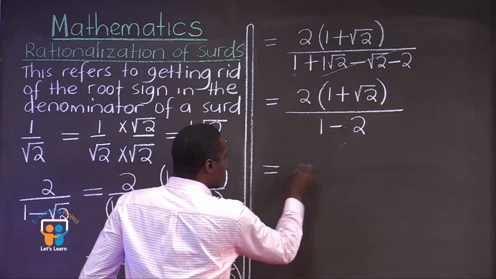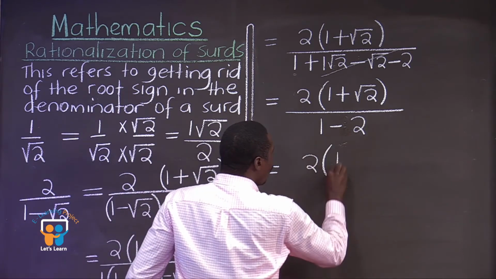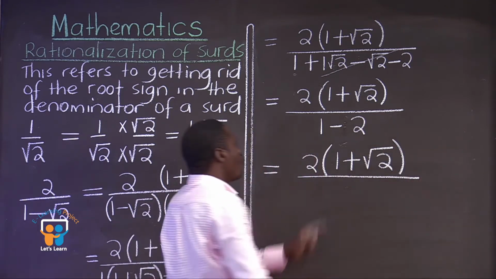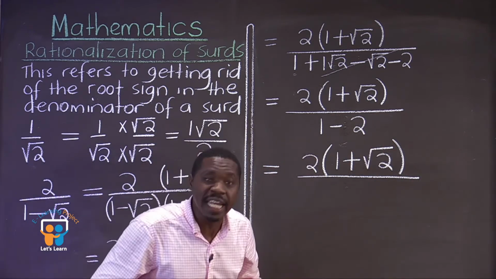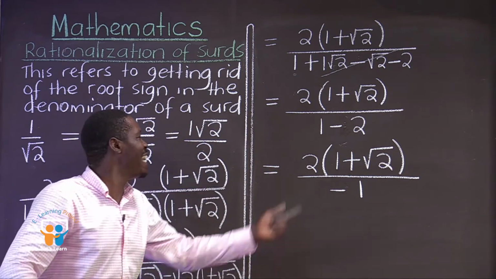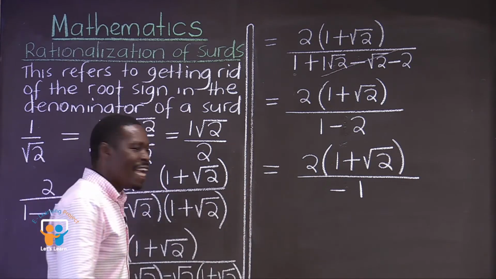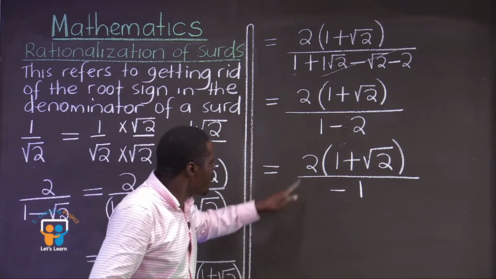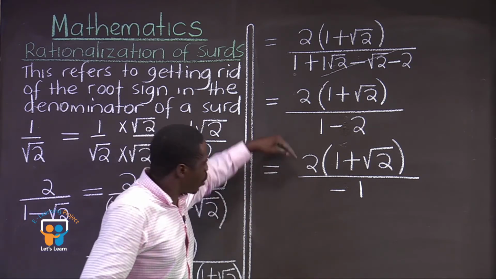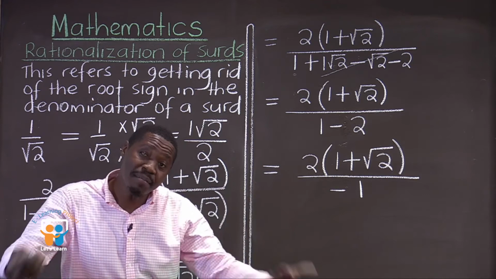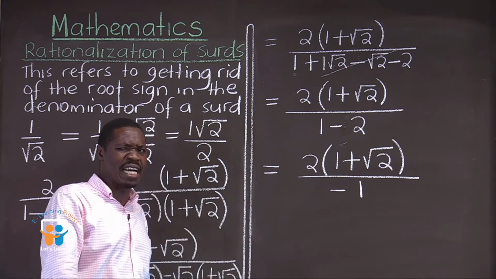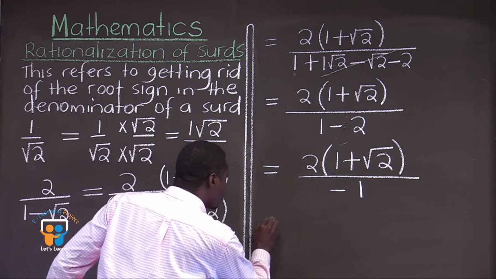So that we are now finally having 2 into 1 plus root 2, all over 1 minus 2. You remain with a negative 1. Now we can open the bracket if we feel like. In opening the bracket, you can either first divide to get a negative 2 here, or you can first open the bracket. You will still come to the same answer. I can hear sample from Koboko saying, let's first open the bracket. Why do we take chances? It's okay, no problem. We shall go ahead.